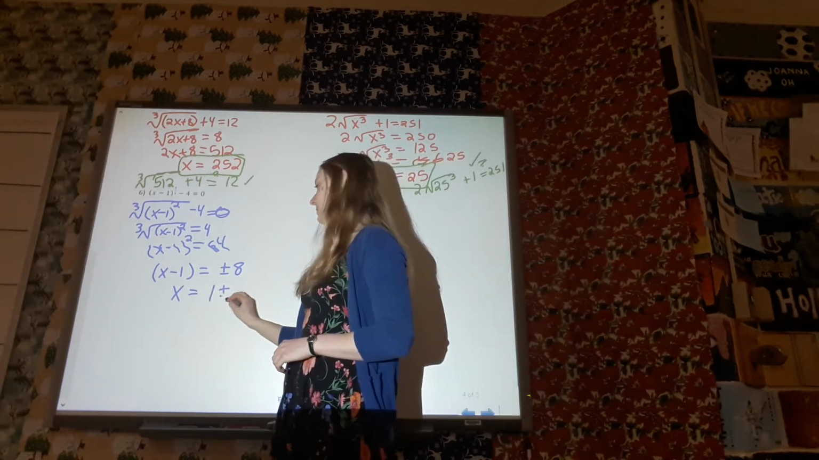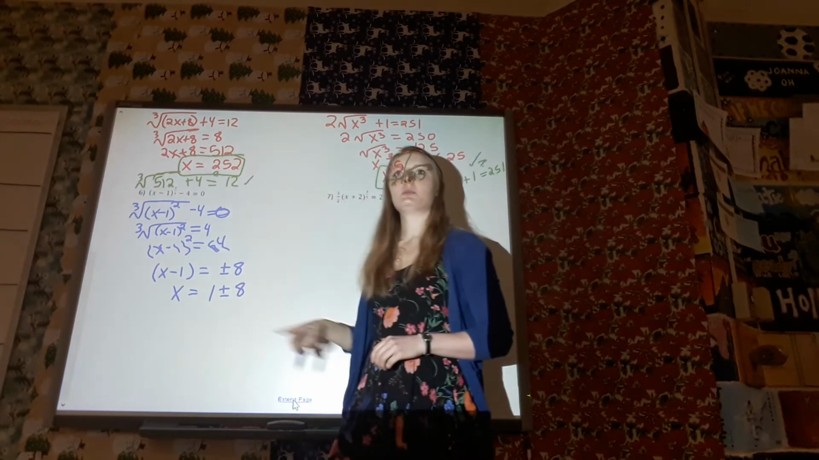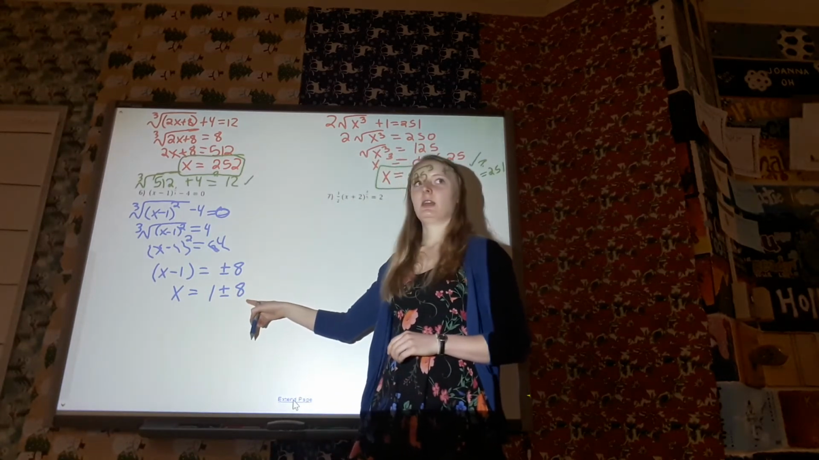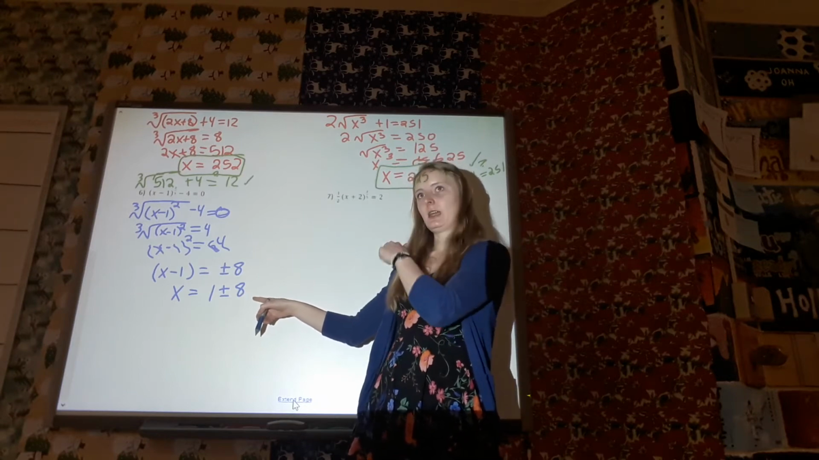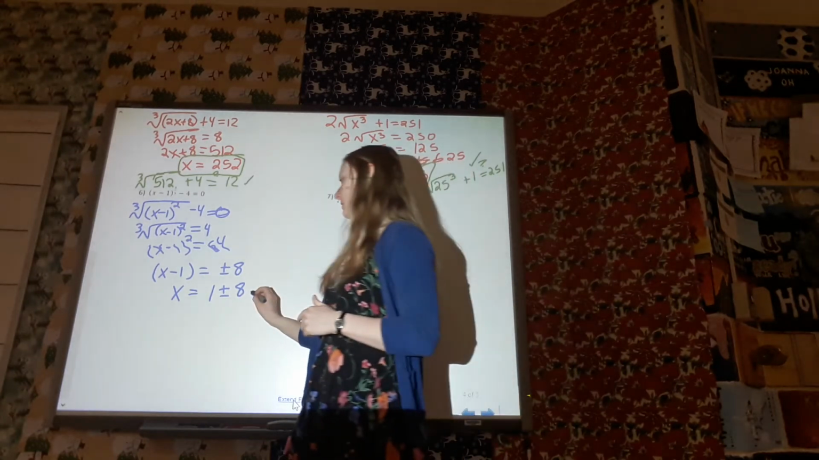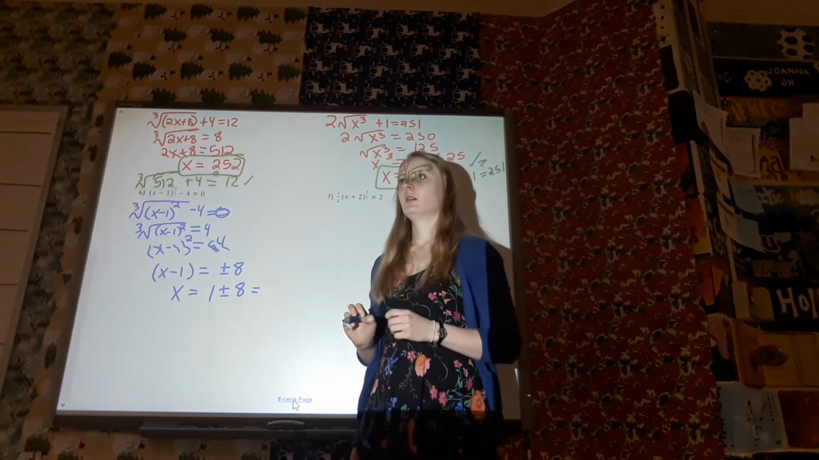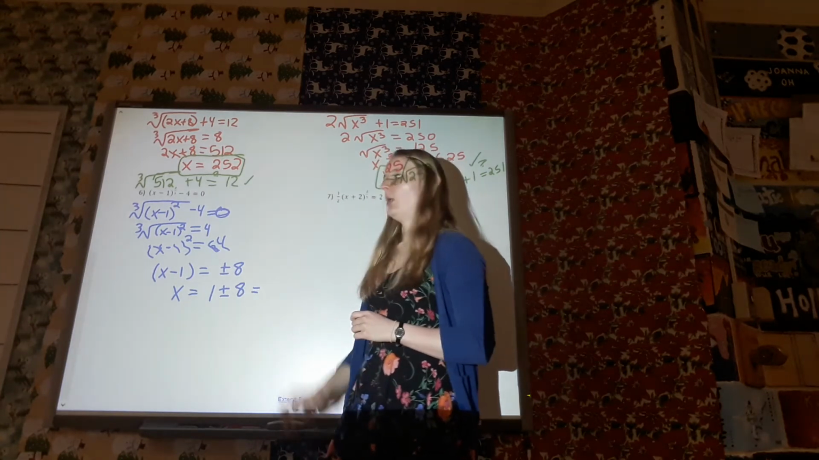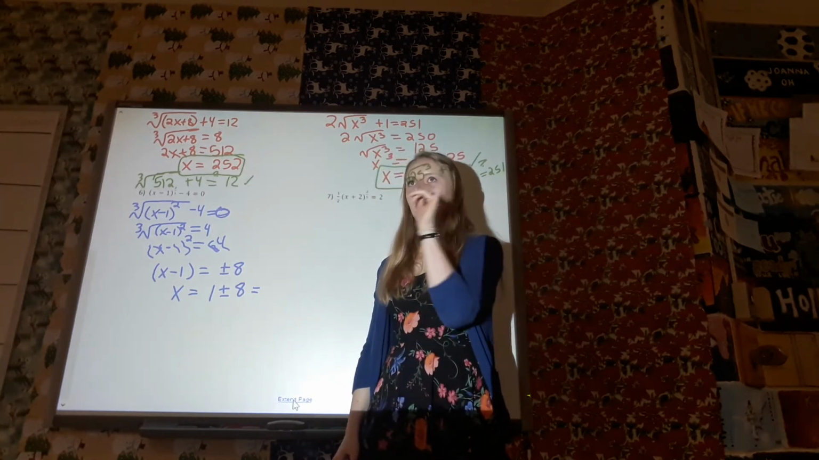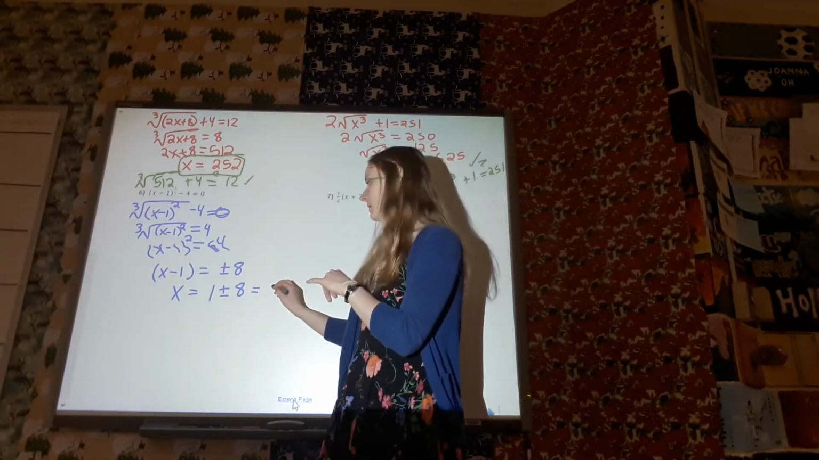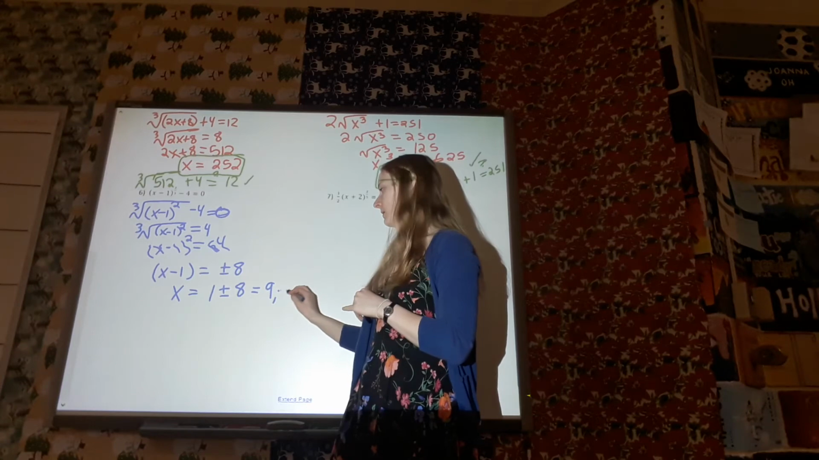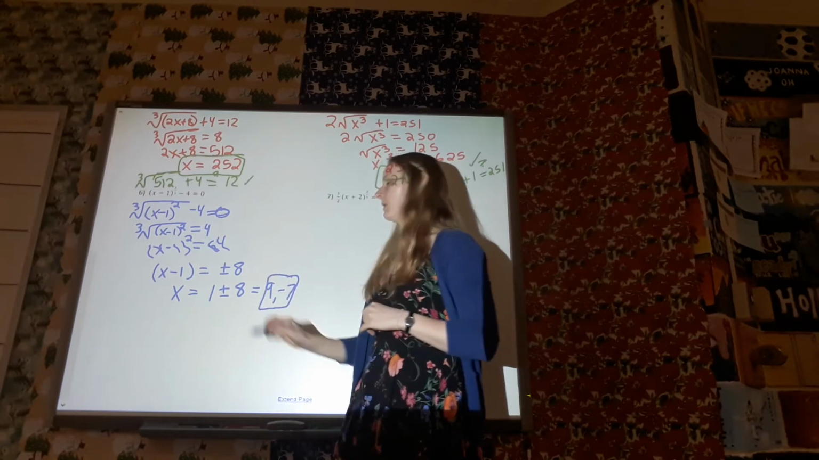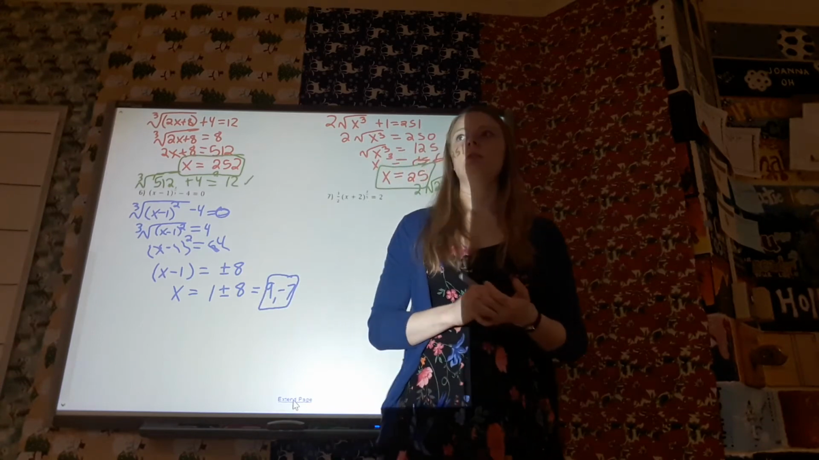It is technically 1 plus or minus 8, but aren't these like terms? So you wouldn't leave it looking like this. Because they're like terms, you can actually do the operation. You can do 1 plus 8 and 1 minus 8. What's 1 plus 8? 9 and 1 minus 8, negative 7. So you have two answers, 9 and negative 7.